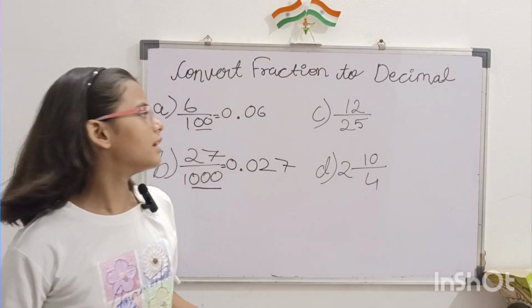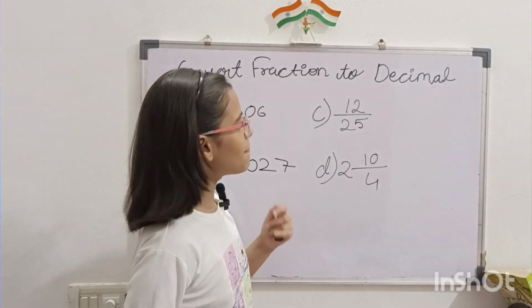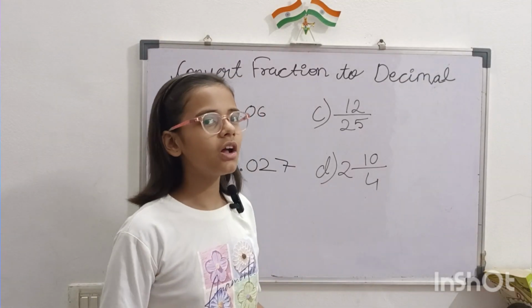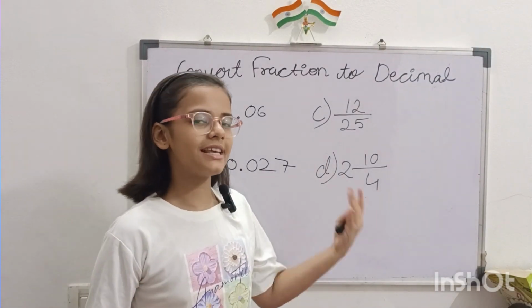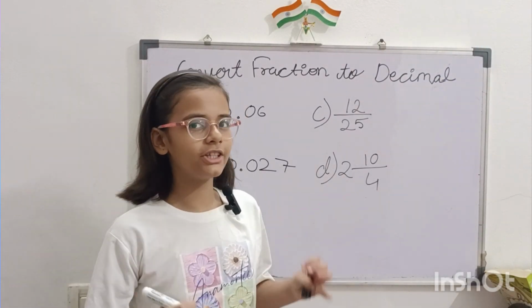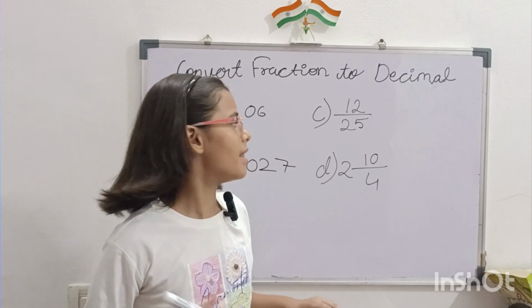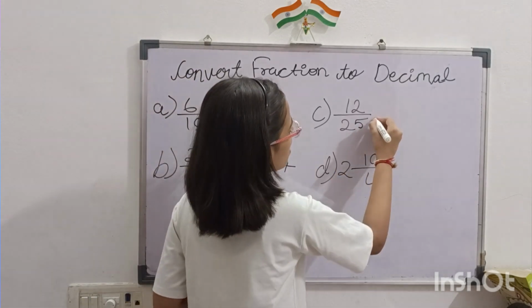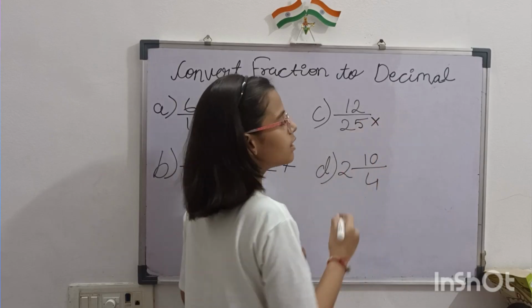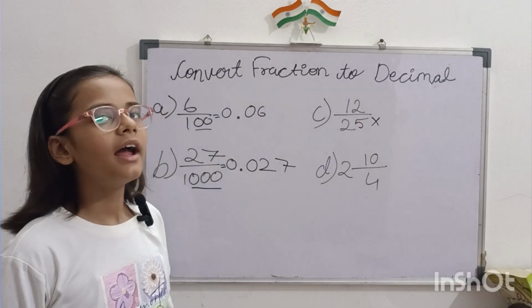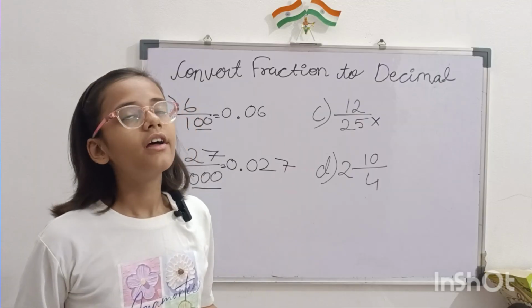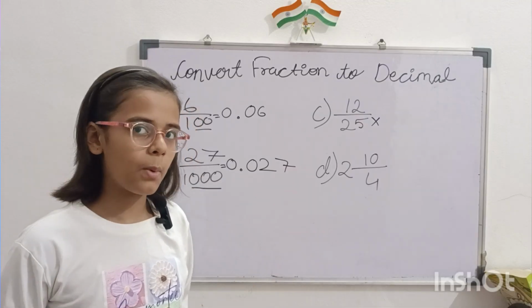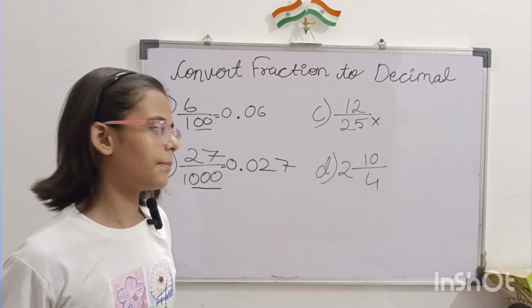Now our third fraction is 12 by 25. Now it's not a decimal fraction. So first we are going to convert it into a decimal fraction and then convert it into a decimal. So let's start. First we have to check whether it comes in the 100 table, 1000 table or what. So the nearest one is 100. Yes, it comes in the 100 table.